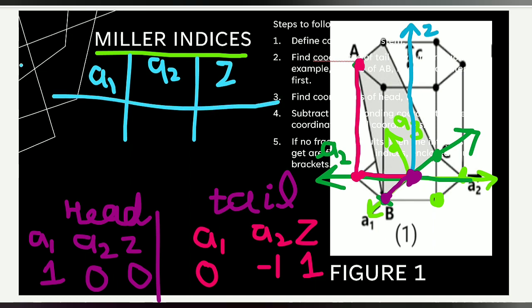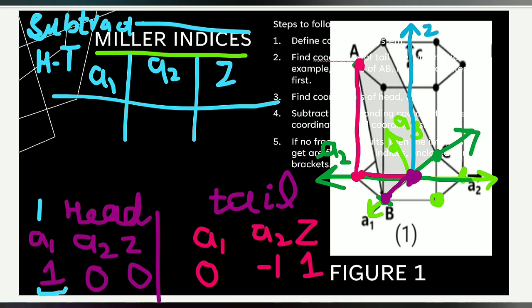The subtraction process. Okay, you can write that heading in your paper, like subtracting head coordinates from tail coordinates. Okay, you can write it as heading, or the operation that you are going to perform, you can write it. Okay, then you will make the table in which you subtract. So head coordinates H minus T, keep that in mind. So for A1 we have 1 minus 0. Okay, so 1 minus 0, what you will get is 1. So this is something that you get.